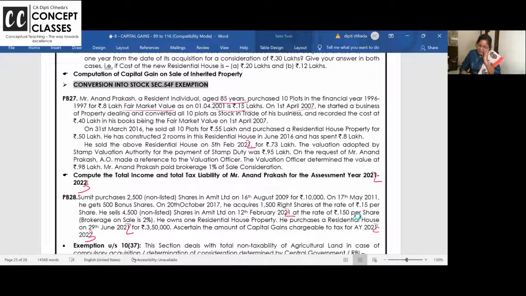He sold the above residential house. Okay, घर खरीदा फिर घर बेचा. The valuation adopted by the stamp duty value is 95 lakhs and he has done 73 lakhs. Obviously, we have to go for 95 lakhs. On request, Anand went to the valuation officer. Valuation officer तो उससे बढ़ के. I am saying 73, stamp duty 95, valuation officer 98.